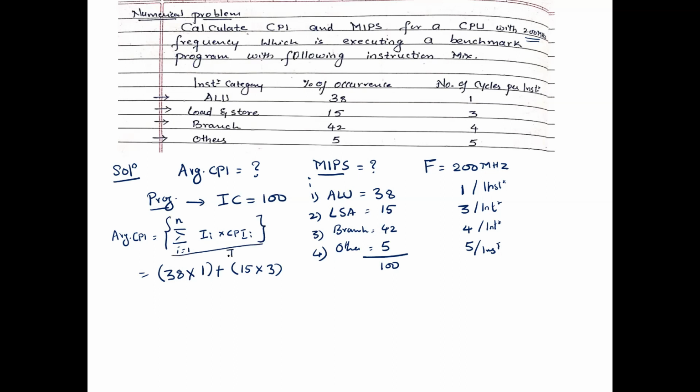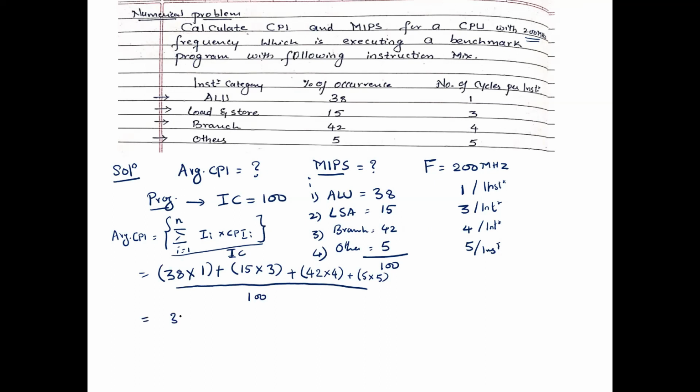Divided by instruction count. Now the third category is branch. What is the number of branch instructions? It is 42, and each branch instruction will take 4, so you multiply with 4. And then finally we have others. 5 such instructions we have, multiplied by 5. Whole divided by, now how many instructions do we have? 100. Sum together 38 plus 15 plus 42 plus 5, so that sums to 100.